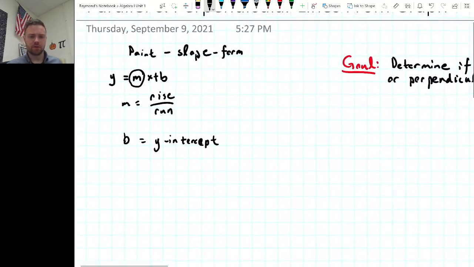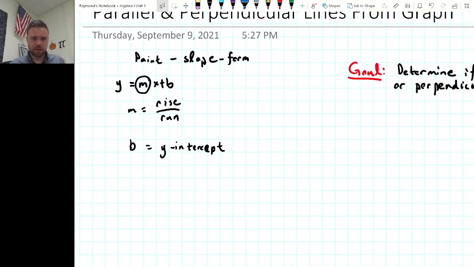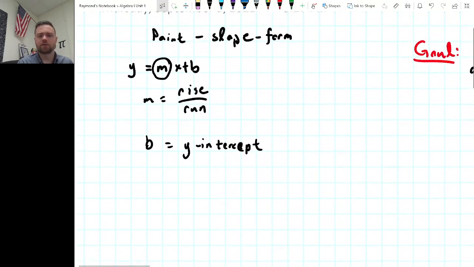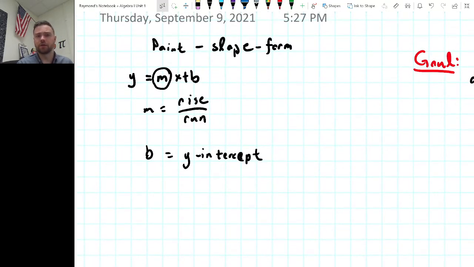And so once you have y equals mx plus b, and you've solved the equation and put it in point slope form, you can start to tell what the lines are doing and graph them. So we'll do both. We'll graph them, and then we'll talk about whether or not they're perpendicular or parallel.